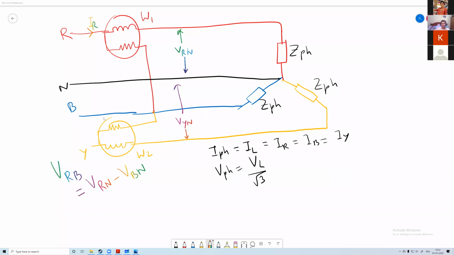I just discussed it, I think, in the last class. What will it read? Exactly. VRB, IRB, cos of 30 degree minus phi. But that was the last case. In this case, what will it read?